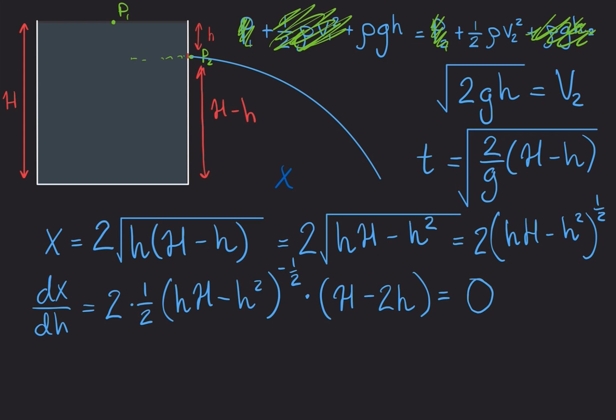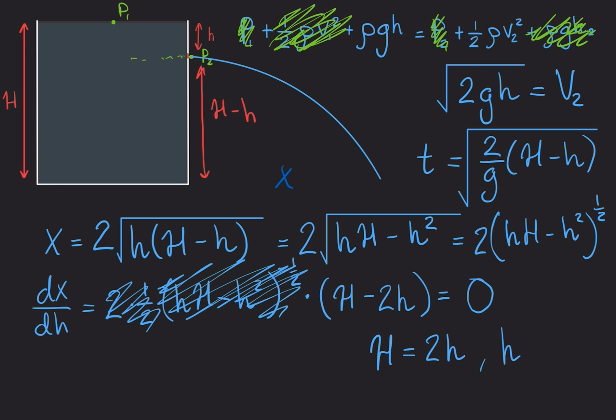And so this simplifies things nicely because, first of all, this 2 and 1/2, they're going to cancel out. Now we can divide both sides by this whole nasty term, and 0 divided by that is 0. So this whole thing is going to go away. And so we're left with H minus 2h equals 0, which means that H equals 2 little h, or if we solve for little h, we're going to get that little h is equal to big H over 2. And this is our final answer.